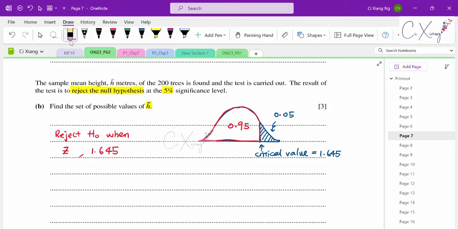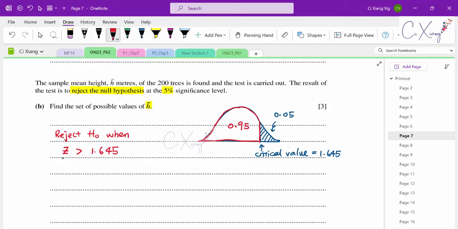For a normal distribution question, it is a continuous random variable. Therefore, whether you put greater or greater equals, there's no difference. It depends on you. In the marking scheme I have checked just now, they basically accept both with the equal sign and without. So I know that I reject the null hypothesis when the test statistic is more than 1.645.